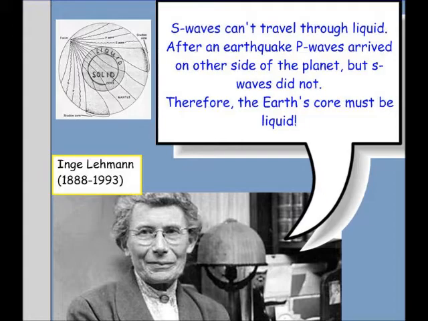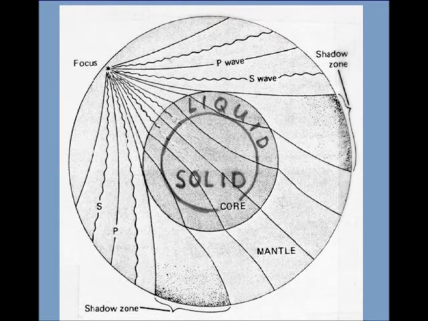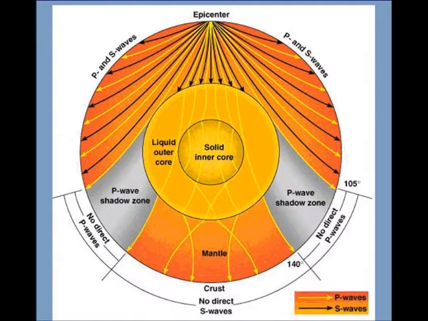And here's a diagram showing that from the focus, the P waves and S waves travel out in all directions. The P waves go all the way through the Earth, including the core, but the S waves, when they hit the liquid core, they stop. And here's the same information in a more colorful diagram.